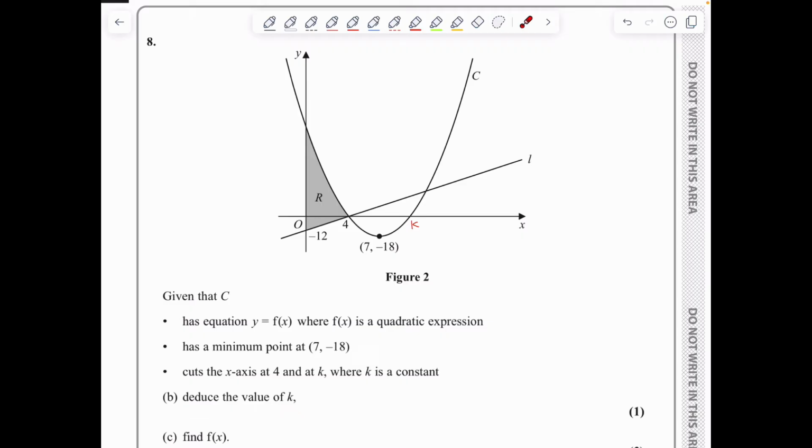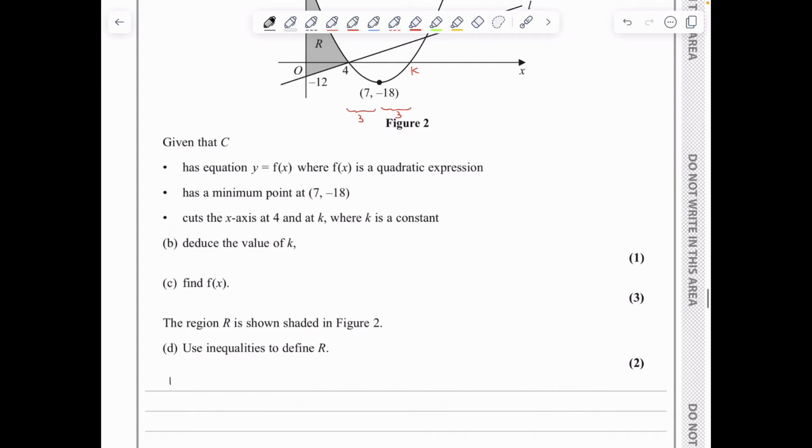Well, the prompt to deduce means it's something that does not require extensive working, and I will actually base my conclusion on observing that if the minimum point is at x is 7, then by symmetry the distance between 4 and 7, which is 3, should be the distance between 7 and k, so also 3. So from the minimum, I go 3 units to the left and I find 4, and I go 3 units to the right and I find k. So this means that k must be 10.